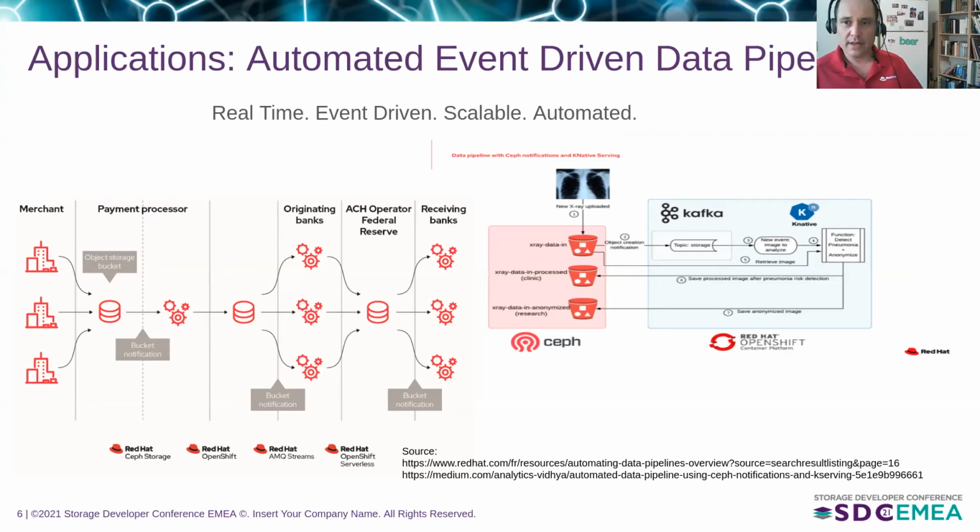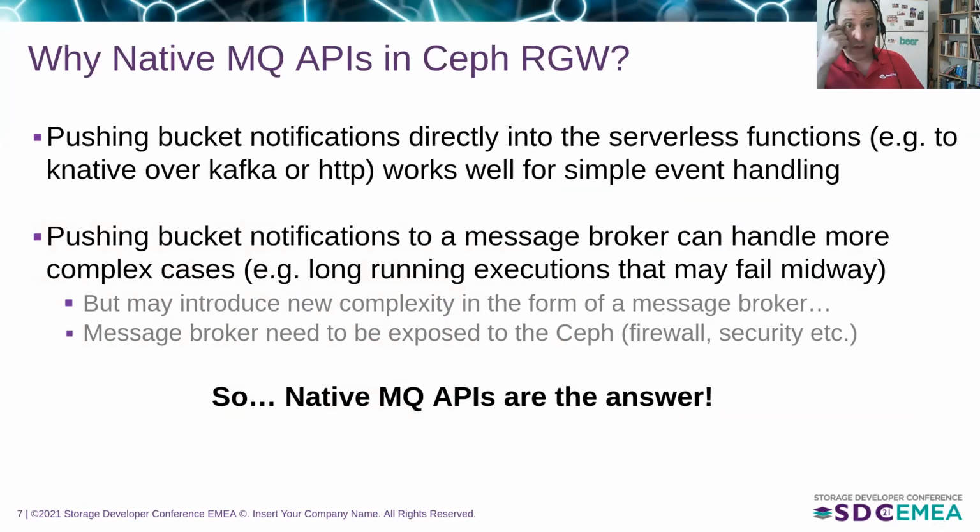And we're using some kind of a broker mechanism, Kafka in this case, to associate the bucket notification pushes being pushed into it with the execution of the serverless functions, in this case, Knative ones. So what is wrong? Well, you can push directly bucket notification into the serverless function. You can do that by invoking an AWS Lambda function, or by directly invoking a Knative function. The problem is that this only works for very simple cases.